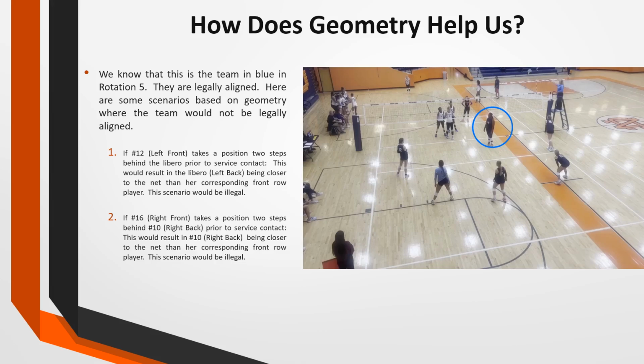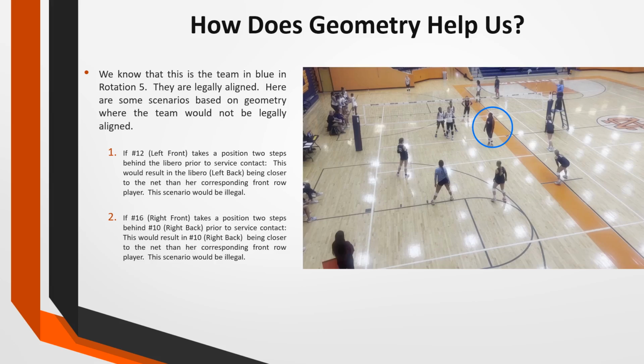Let's take a look at some more geometry in this presentation. You see 12, our left front. Now, again, we know that in this rotation 5, for our team in blue receiving, they're in a legal alignment. So let's just say 12 were to take a position 2 steps somewhere behind the libero prior to service contact. This would result in the libero, who is the left back, being closer than her corresponding front row player, who would be number 12. That scenario would be illegal.